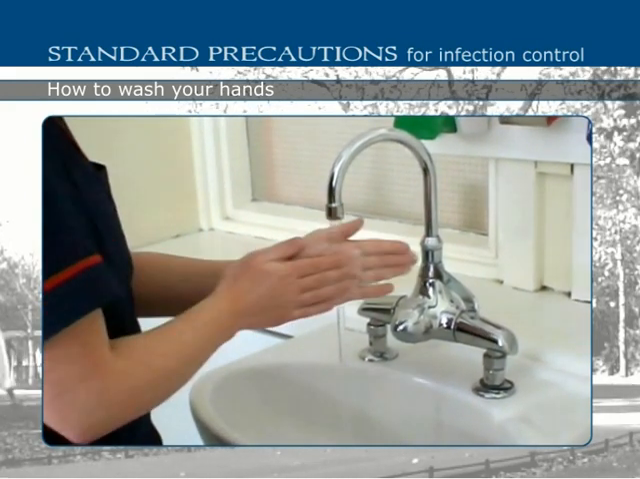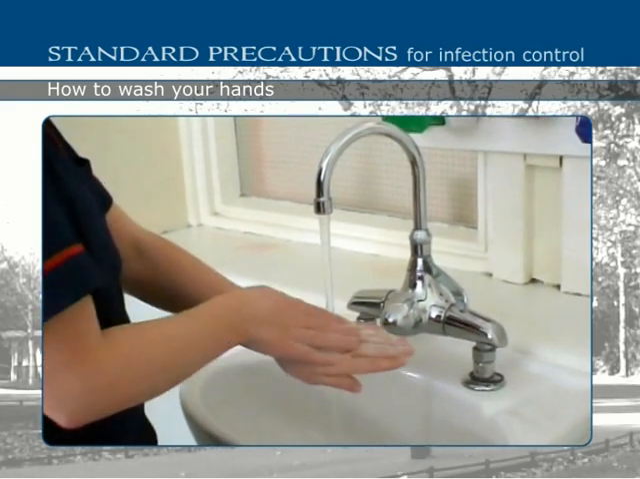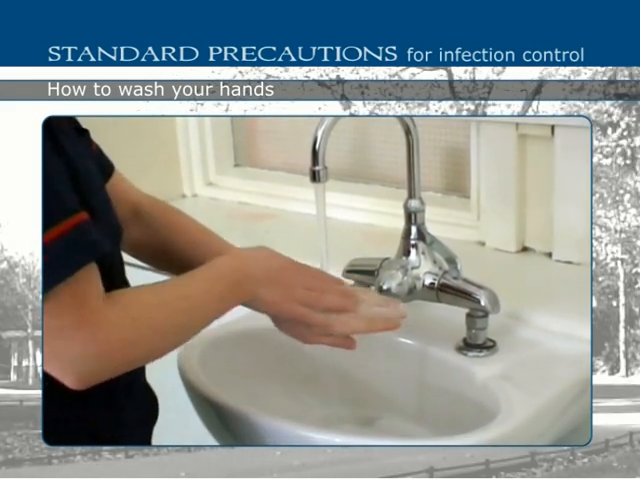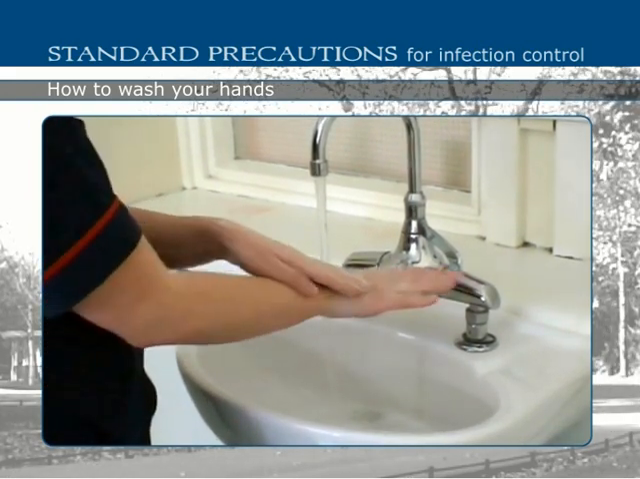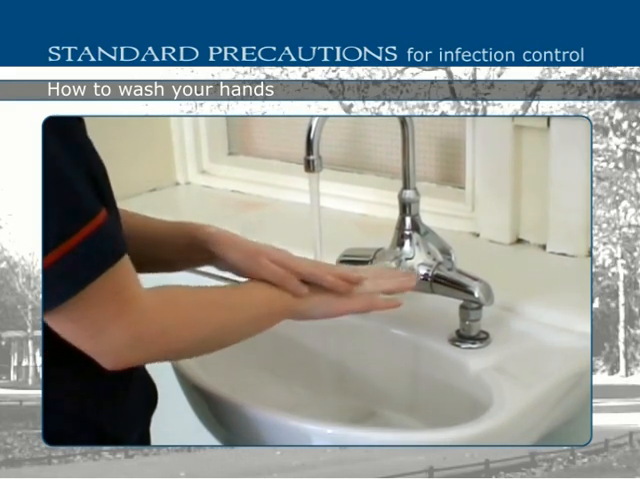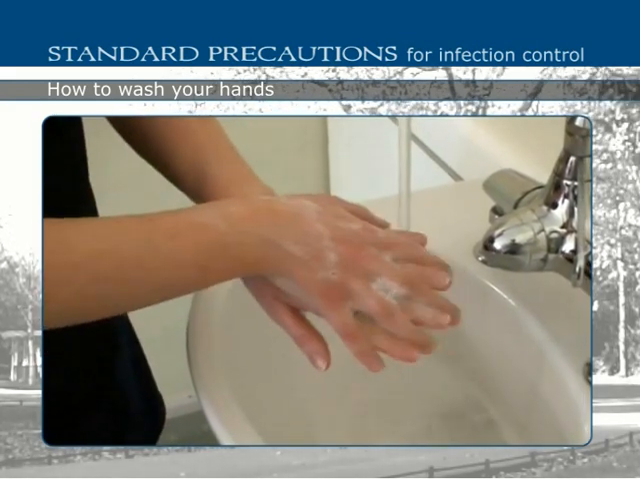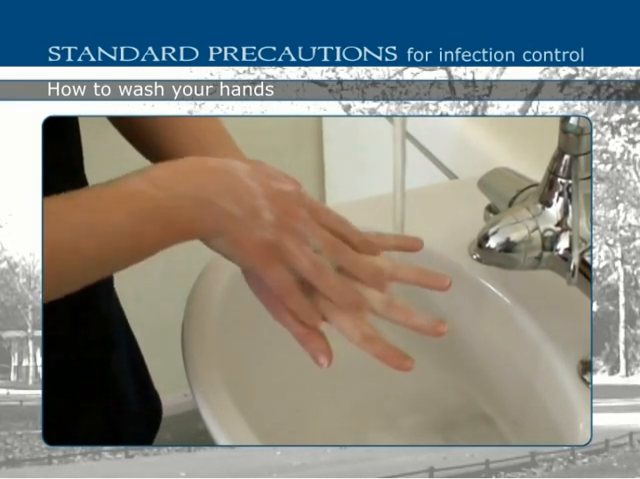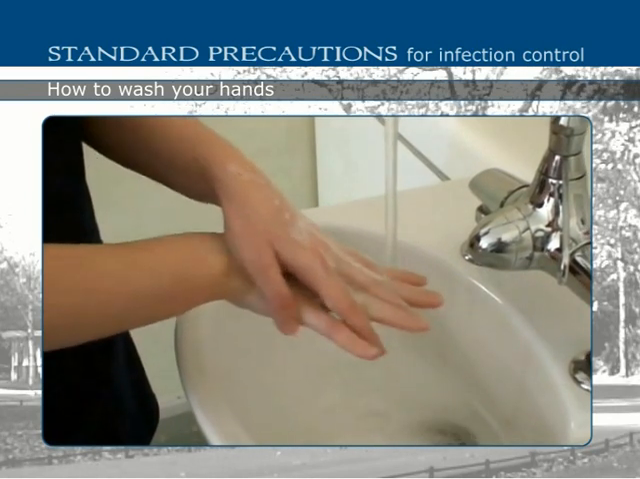Rub the palms of your hands 5 times to create a lather. Rub your right hand over the back of your left hand 5 times up to wrist level, and then do the same with the other hand. Rub your right hand over the back of your left hand 5 times while interlacing your fingers. Then change hands and repeat the process.